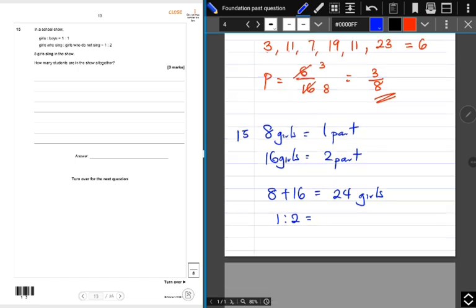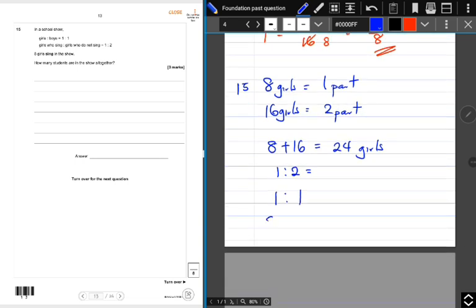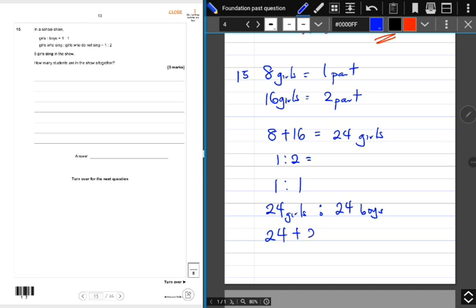Now let's come back to the girls. It says the ratio of girls to boys, so that will be 1:1. In this case, this will be 24 girls to 24 boys. So this is going to give us 24 plus 24, which is going to give us 48 students in total. 48 students. I hope you understood what we are doing.